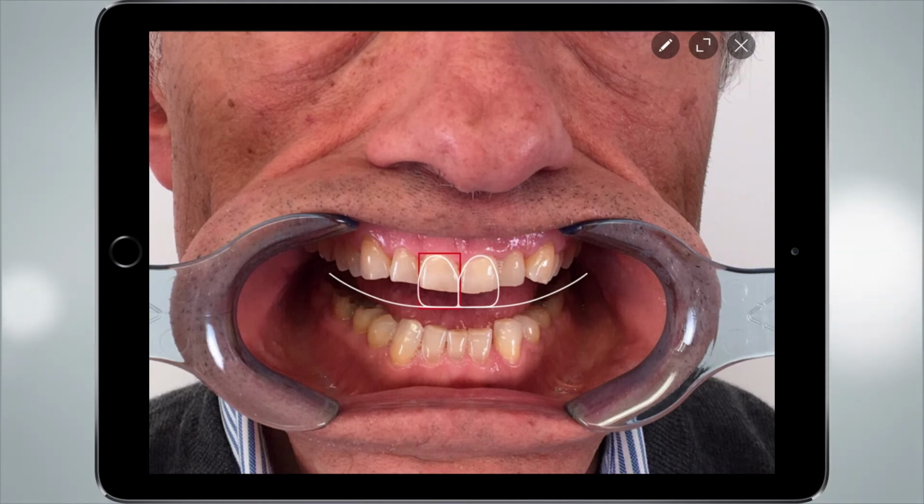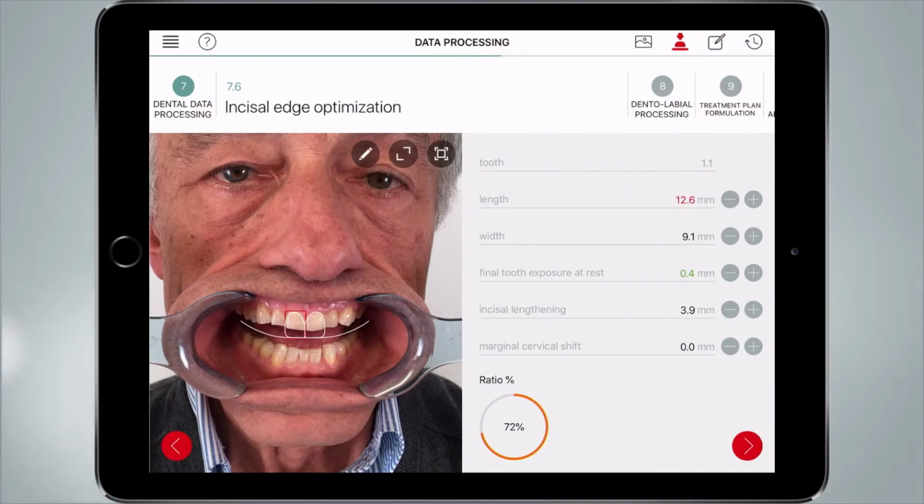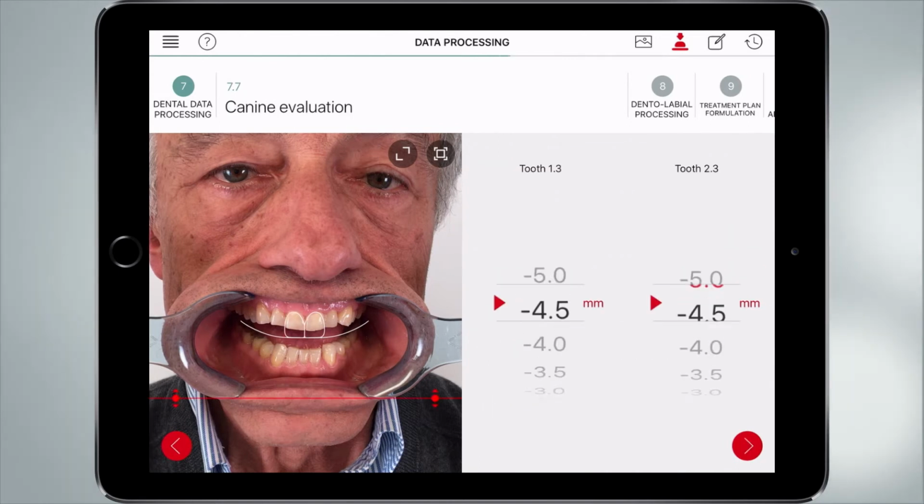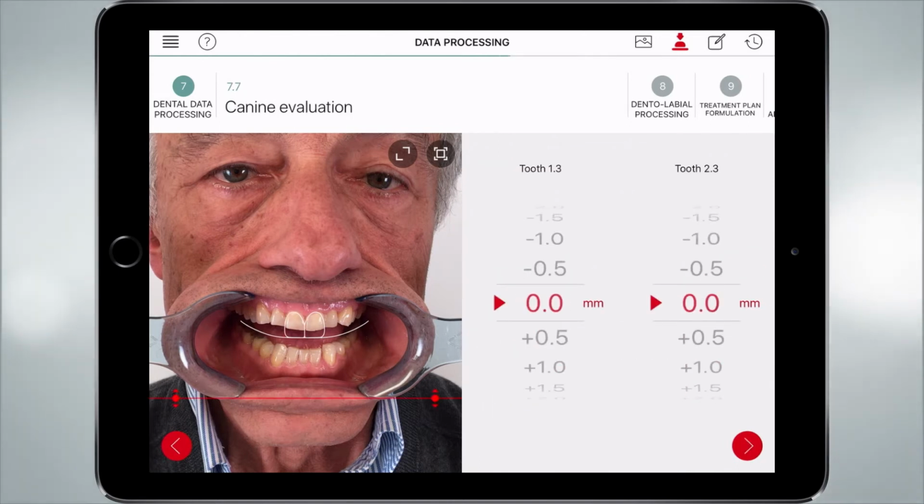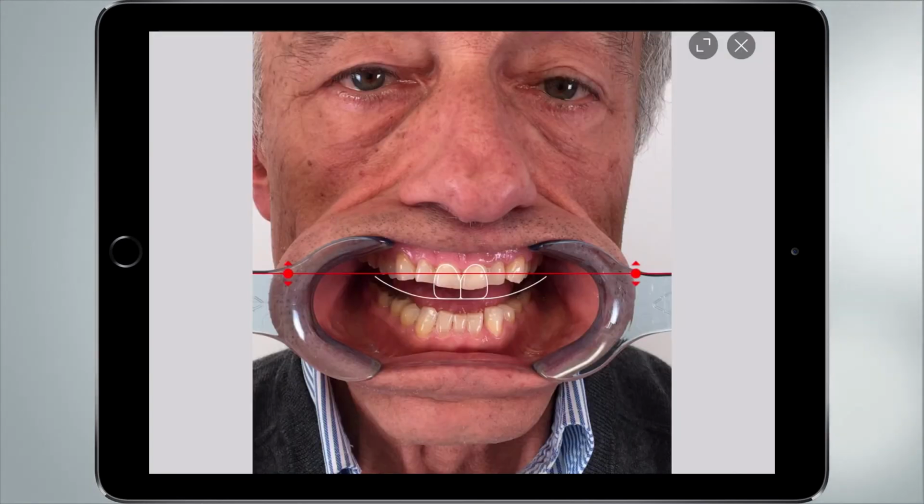Now I go back and you see how you can go from the step 7.6 to the 7.7. So we decided to increase the length of the central incisor about 4 millimeters, but now we want more convexity of the incisal edge because it was quite flat before. So we decided to increase, for example, having also the chance to check it with this red line.